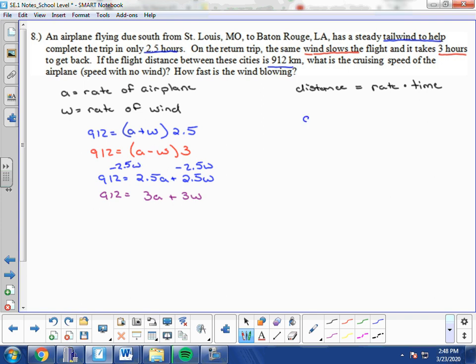So I'm going to write this over here. 912 minus 2.5W equals 2.5A. Now I need to divide by 2.5 to get A by itself.